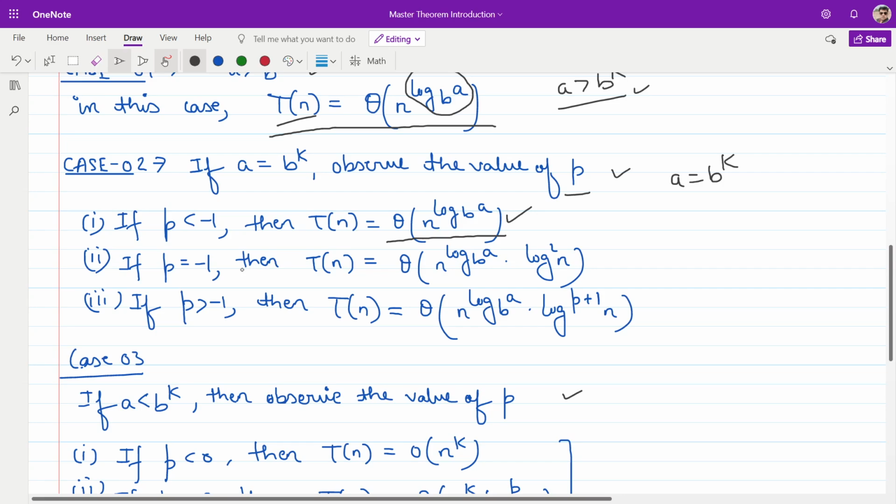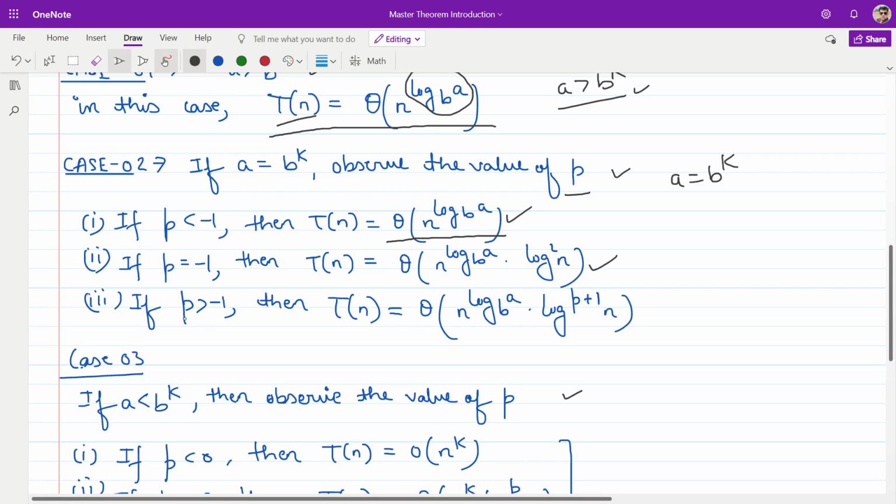In the second subcase, what can happen is that the value of a is equal to b raised to the power k. That means we are still operating in case 2, and the value of p turns out to be equal to minus 1. In this case, the time complexity for the recurrence relation could be given by n raised to the power log a base b multiplied by log n whole square. Okay, so this is the time complexity when you are in case 2 and the value of p turns out to be equal to minus 1.